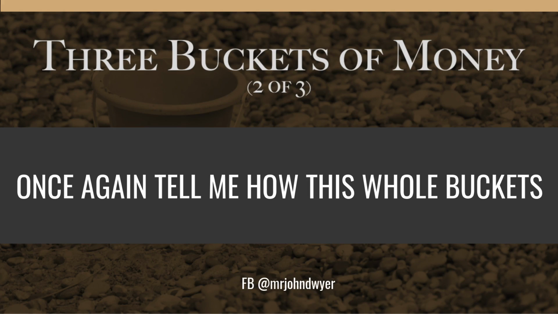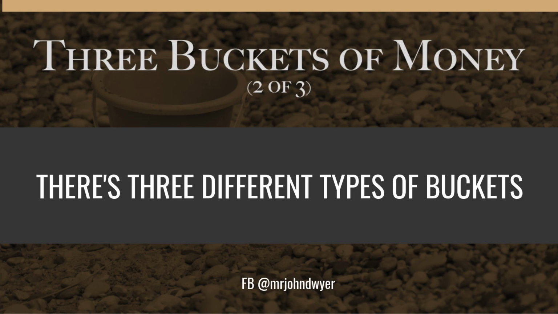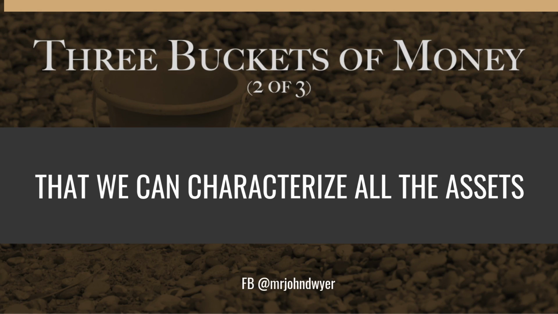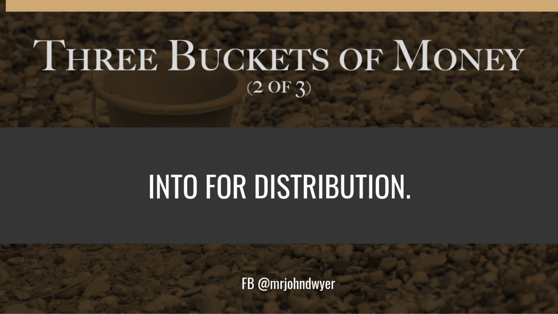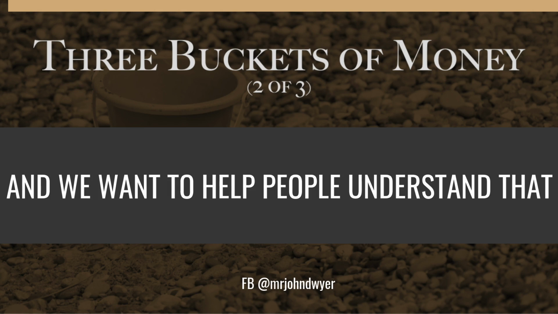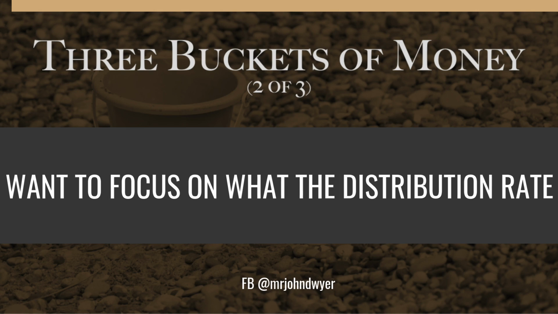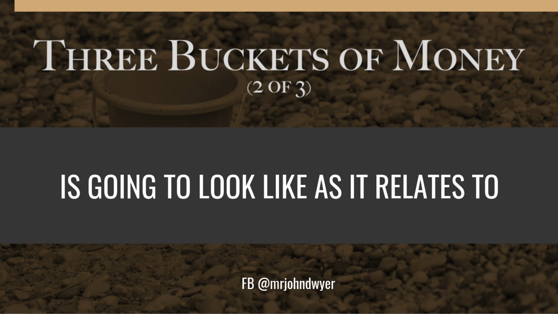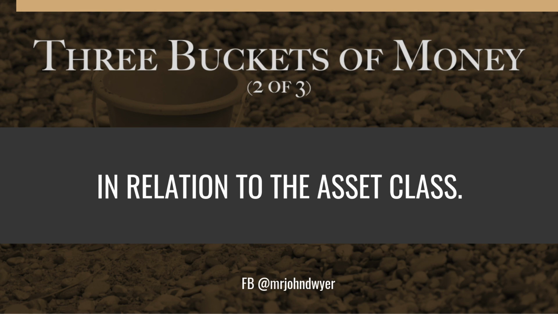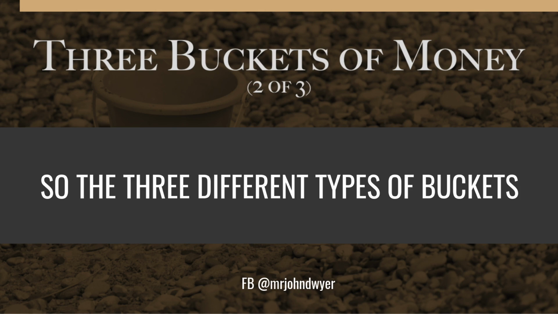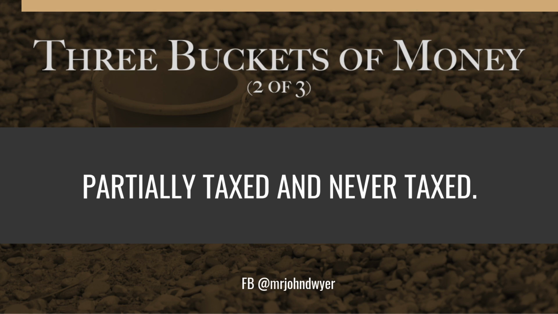Once again, tell me how this whole buckets of money thing works. There's three different types of buckets that we can characterize all the assets into for distribution. We want to help people understand that there's primarily three buckets, and we want to focus on what the distribution rate is going to look like as it relates to where those monies sit in relation to the asset class. So the three different types of buckets are always taxed, partially taxed, and never taxed, or tax-free.